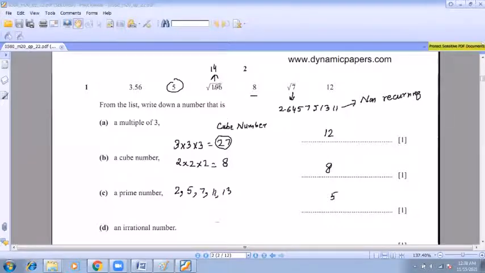If you simplify the square root of 196, that gives you 14, and 14 is a rational number. So we are looking here for an irrational number. Only the square root of 7 will give us the answer of irrational. So that's about question number 1. I hope you get the point. We move on to the next.